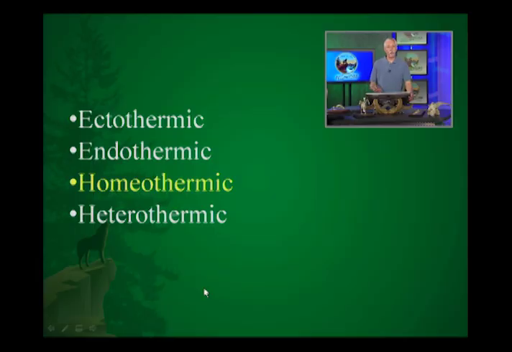Now, additionally, the temperature may be relatively constant. Animals that have a relatively constant body temperature, we refer to as being homeothermic. You and I would be homeothermic. And other animals are what we describe as being heterothermic. Hetero means different or other, and so these would be animals that have fluctuating body temperatures.